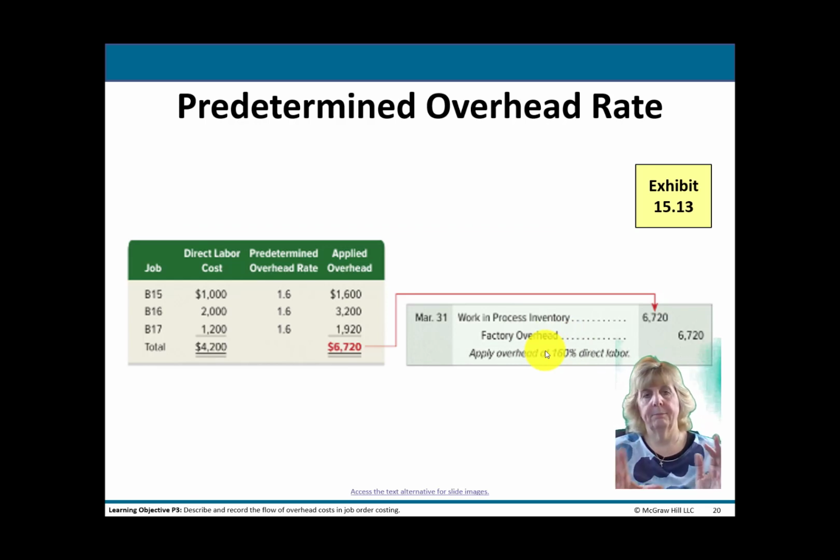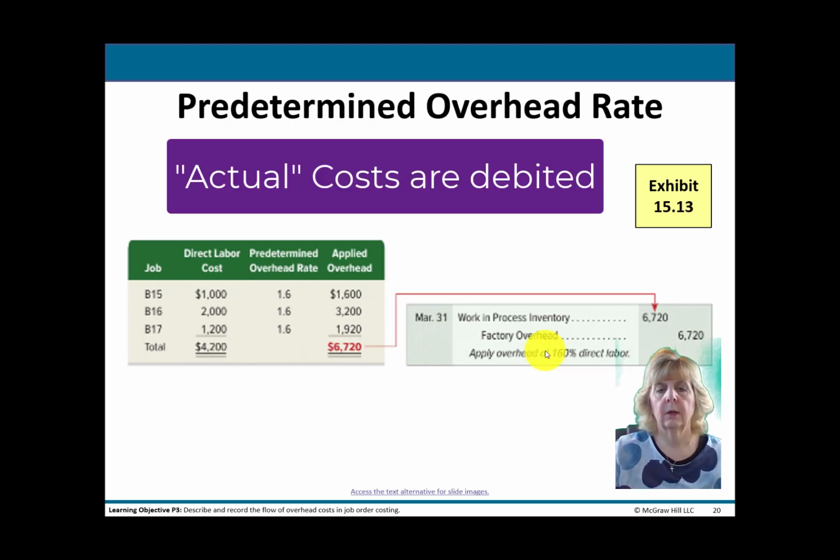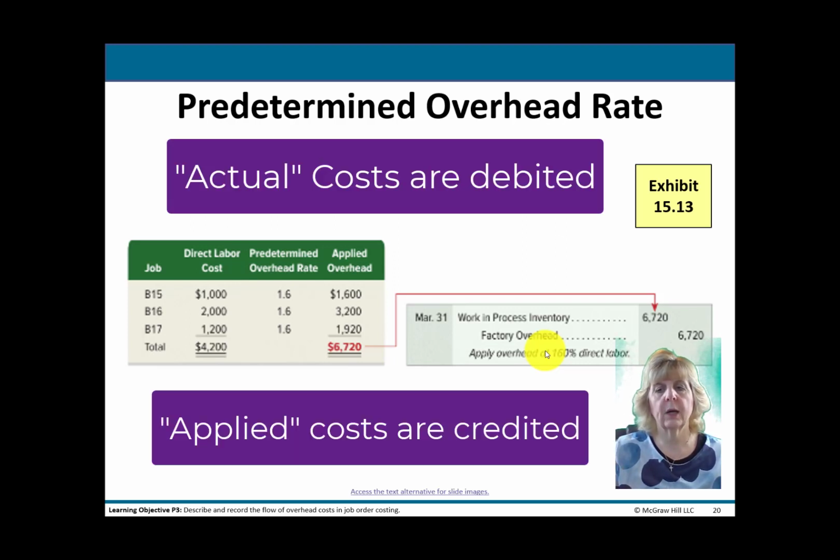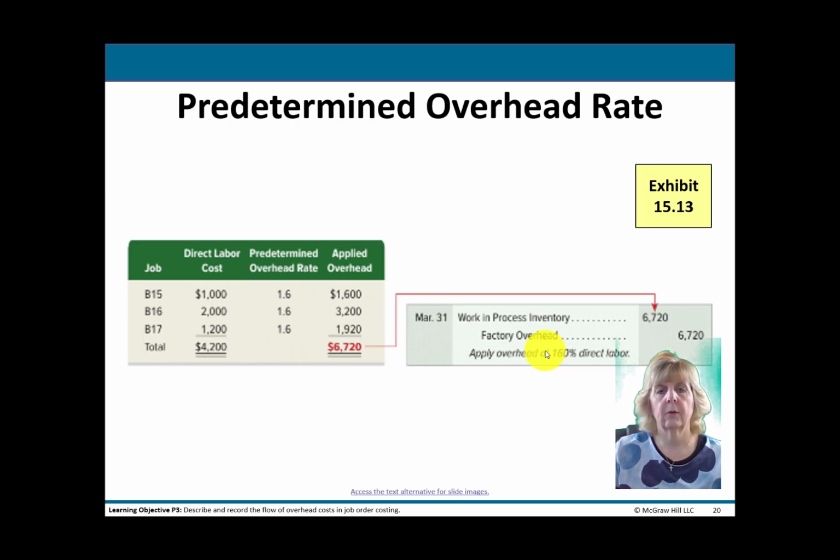So let's back up. Actual costs go on the debit side of the overhead account. Applied costs go on the credit side of the overhead account. If we're 100% perfect, and we never are, the debits will equal the credits in that factory overhead account. However, perfection never happens, so chances are there's going to be some type of a balance in that overhead account. We'll learn how to allocate that balance at the end of the period.